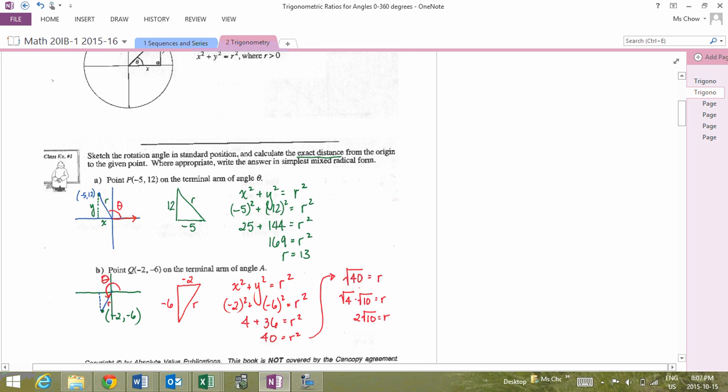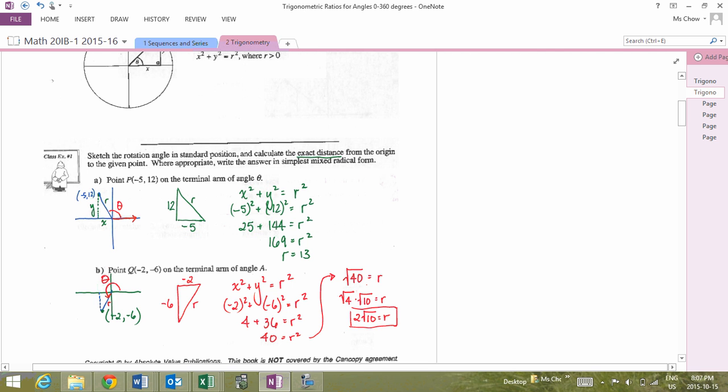So r would be then the square root of 40, and that's where we need to simplify. Remember, simplifying radicals, we are looking for a perfect square that goes into 40, and so that's why we're looking at square root of 4 times the square root of 10, and so square root of 4, of course, being 2. So 2 root 10 is equal to r, and we're looking for that exact value.